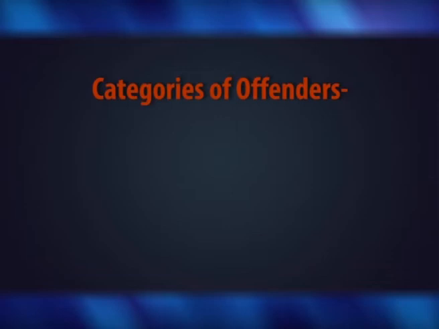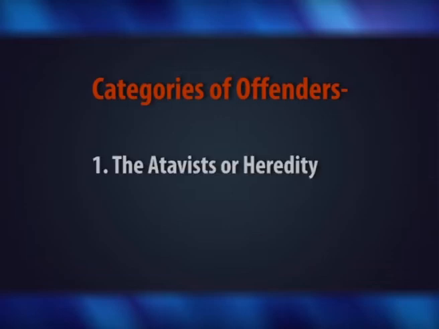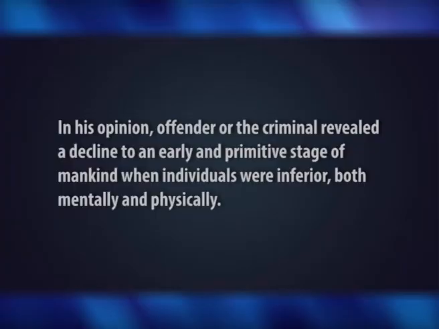He categorized offenders into three main categories: the atavists, or heredity, whom Lombroso referred to as born criminals. In his opinion, they were of a different type who could not abstain from participating in criminality, and environment had no significance whatsoever to the crimes committed by the atavists. He therefore regarded these offenders as incorrigibles, that is, beyond improvement. In his opinion, the offender or criminal revealed a decline to an early and primitive stage of mankind when individuals were inferior both mentally and physically.